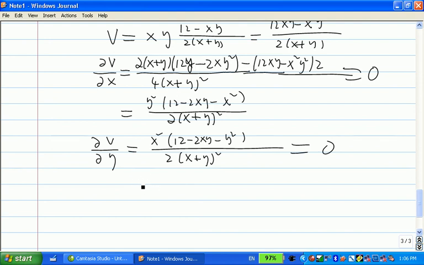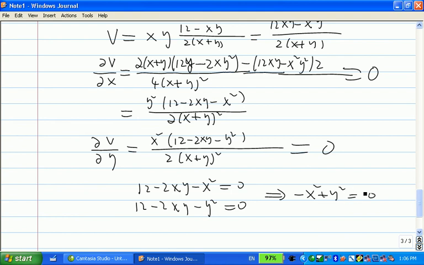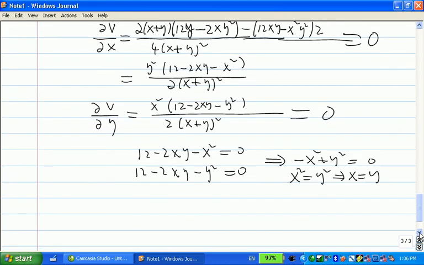So the first equation will have 12 minus 2xy minus x squared equal to 0. The second one, you got 12 minus 2xy minus y squared equal to 0. If you use the first equation and subtract the second equation, it gives you minus x squared plus y squared equal to 0. That's equivalent to saying x squared equals y squared. You can say x equals y. Remember x and y are both positive.